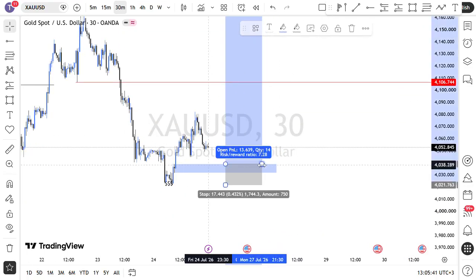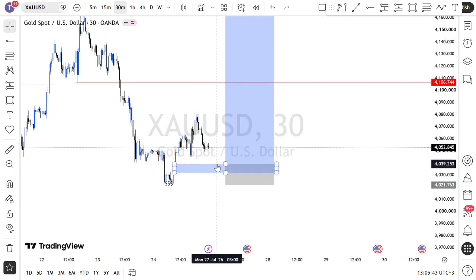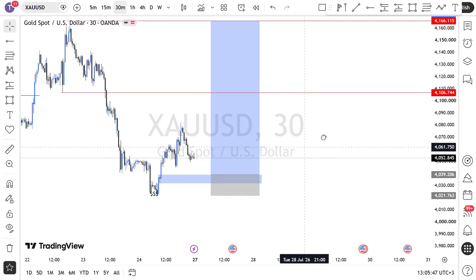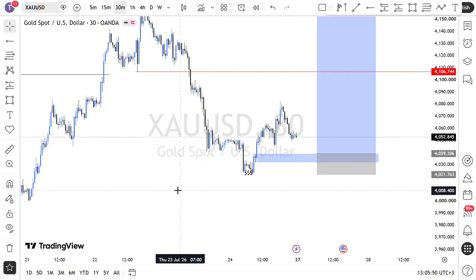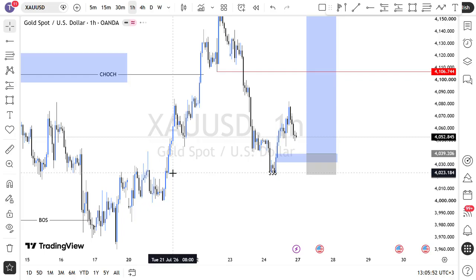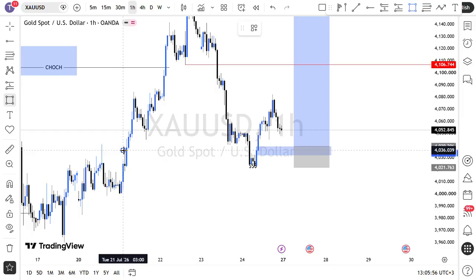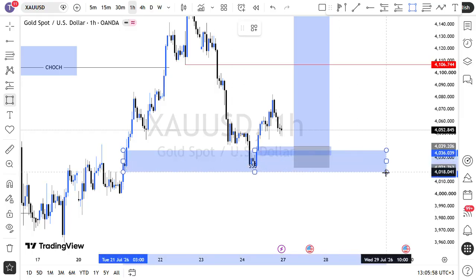So guys, that is what I expect on gold. I expect a pullback into these areas, and then we look for our buys to the upside. So that is what I think, guys, and that is what I expect on gold. And because price is reacting from this 1-hour order block.